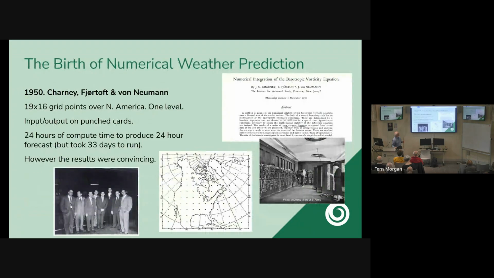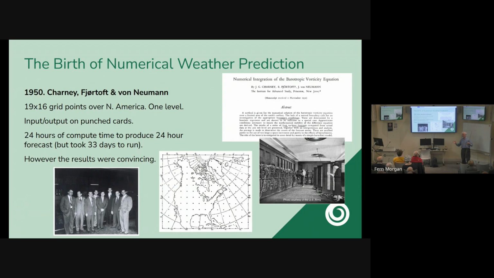So, what happened? After the war was over, Charney, Fjörtoft, von Neumann, and some others attempted a weather forecast on this ENIAC computer over a very small grid. This is their grid with dots, basically only North America, and it took 24 hours of computer time to produce a 24-hour forecast. So they could just about keep up with the weather. Only they couldn't, because remember, those thermionic valves don't last very long. So in real time, it took 33 days. The rest of the time was replacing valves, you see.